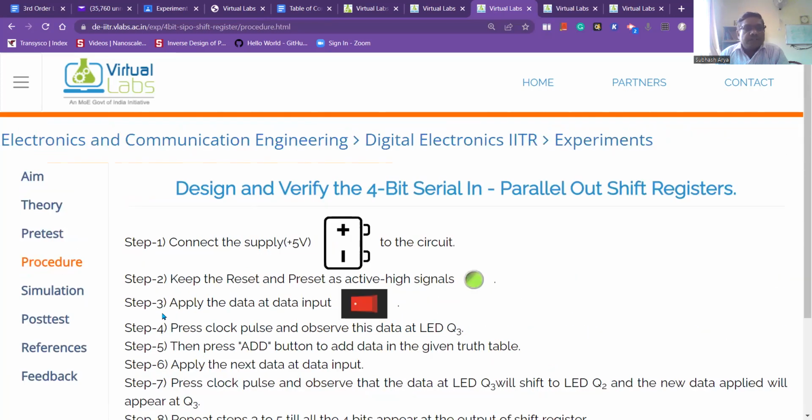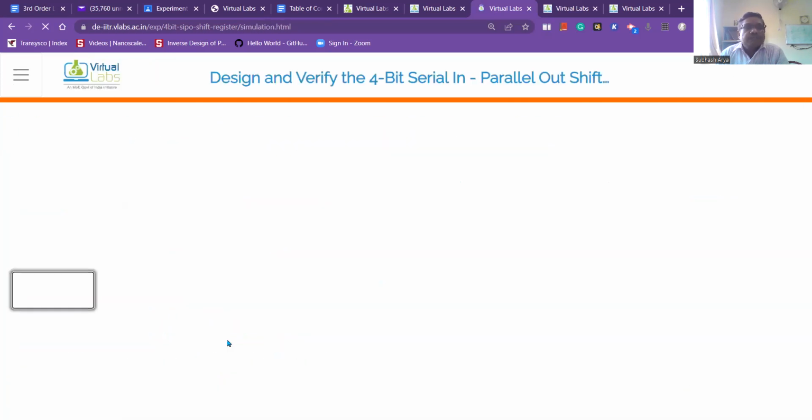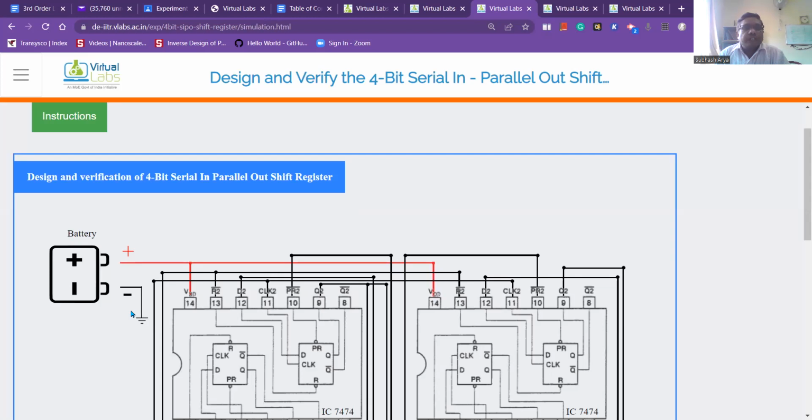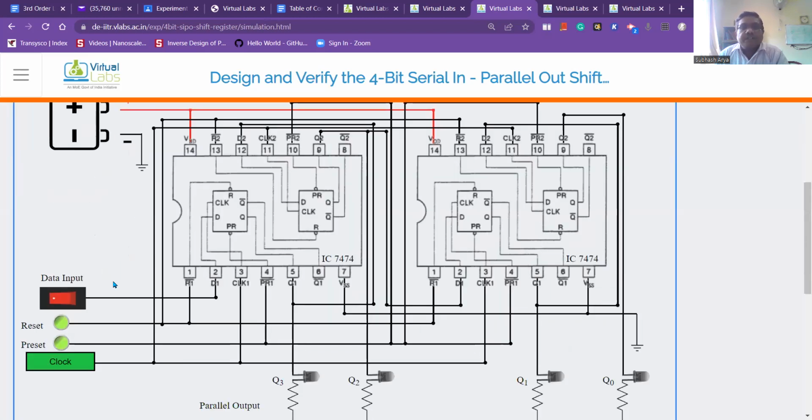Apply the next data at the input, press clock pulse. Let us see how we can do the simulation. Initially I will take the data 1011. As per instruction, this is the circuit. You can see there are 4 flip-flops cascaded together. This IC is 7474, which contains 2 D flip-flops, left hand side and right hand side.